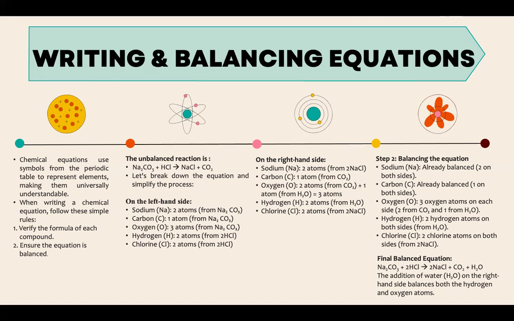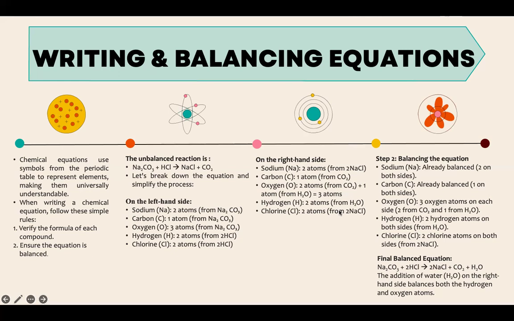Chlorine consists of 2 atoms from 2HCl. On the right-hand side, sodium consists of 2 atoms from 2 NaCl. Carbon consists of 1 atom from CO2. Oxygen consists of 2 atoms from CO2 plus 1 atom from H2O, which is equivalent to 3 atoms. Hydrogen consists of 2 atoms from H2O, and chlorine consists of 2 atoms from 2 NaCl.